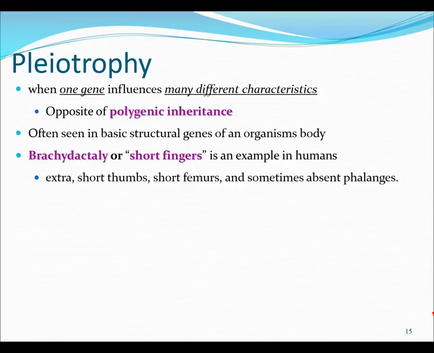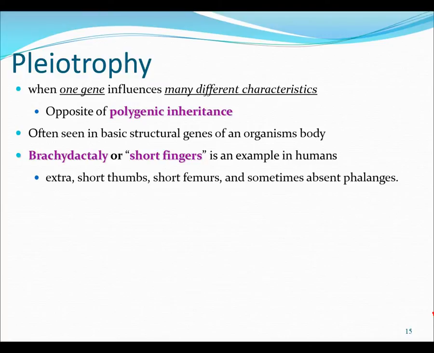An example of pleiotropy is brachydactyly, or the other name for it is short fingers. It's an example that's found in humans. Again, this is generally seen in basic structural genes. So in other words, one of the most abundant body proteins, if you remember, is called what? Go back to your chapter 3. The most abundant body protein, that was collagen.